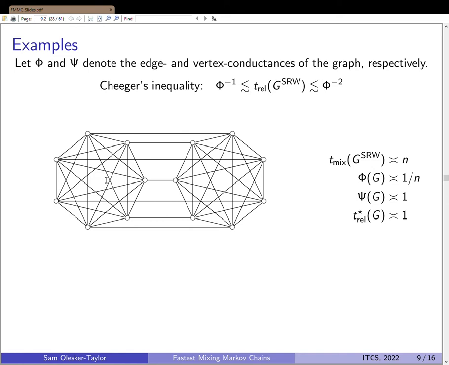And this last statement that I just said is shown by the fact that the edge conductance is order 1 over n. So in particular, if you take one clique, there are n squared edges inside and order n coming out, so this gives you conductance 1 over n. The vertex conductance, on the other hand, is order 1.